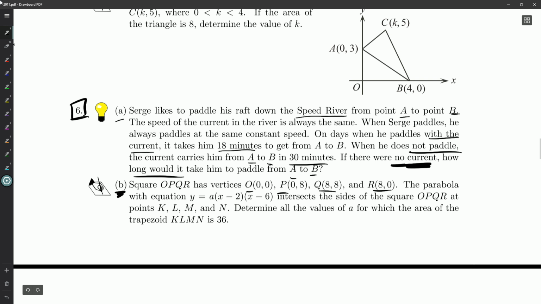The parabola with equation y equals a times (x minus 2)(x minus 6) intersects the sides of the square at points K, L, M, and N. Determine all the values of a for which the area of trapezoid KLMN is 36.